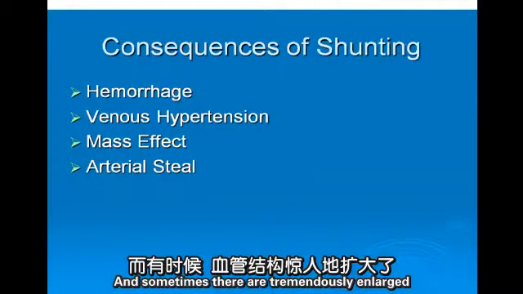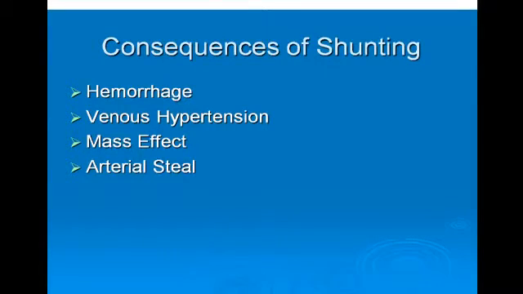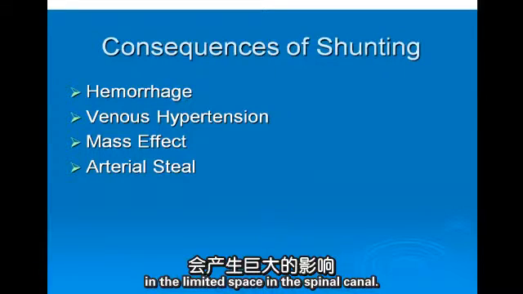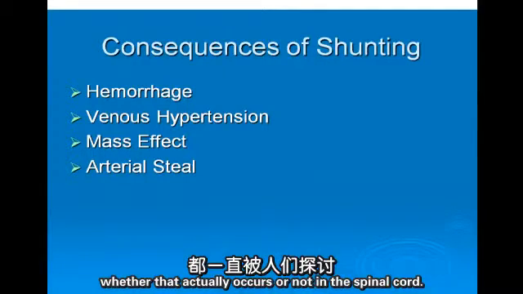And sometimes there are tremendously enlarged vascular structures that can lead to mass effect in the limited space in the spinal canal. And arterial steal, maybe. That's always discussed, whether that actually occurs or not in the spinal cord.